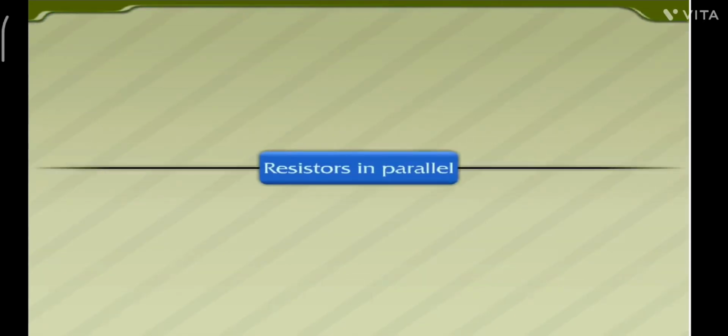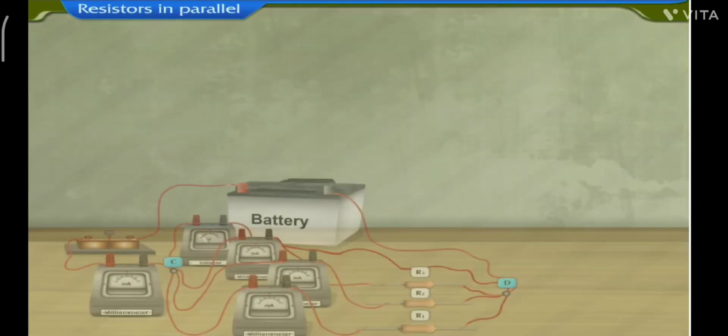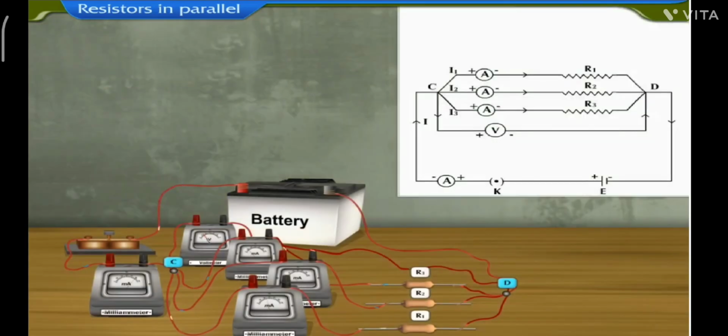Resistors in parallel. Effective resistance of resistors connected in parallel. Let us consider 3 resistors R1, R2 and R3 connected in parallel between points C and D, which are connected to a battery, and an ammeter through plug key K.